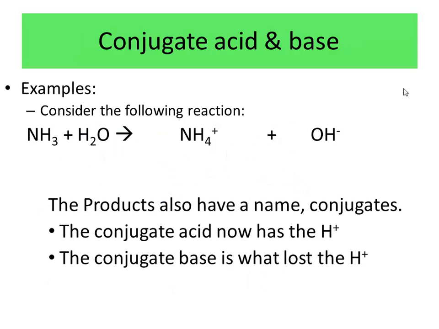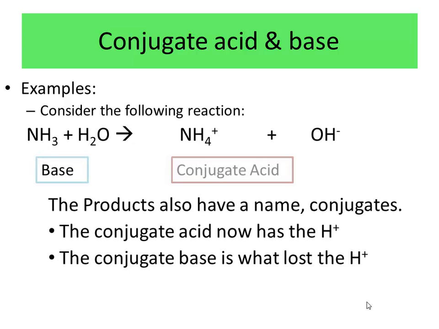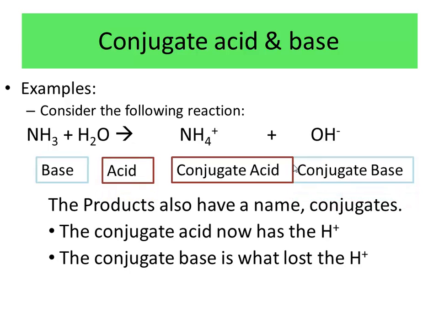Conjugates. This is something you want to write down. This is the reaction we just talked about. The products have a name. NH3 is our base. The opposite, what gained an H+, is called our conjugate acid. So the one that has the H+ in the end is the conjugate acid. The acid is water. What lost the H+ is called the conjugate base. Those are a couple key things.